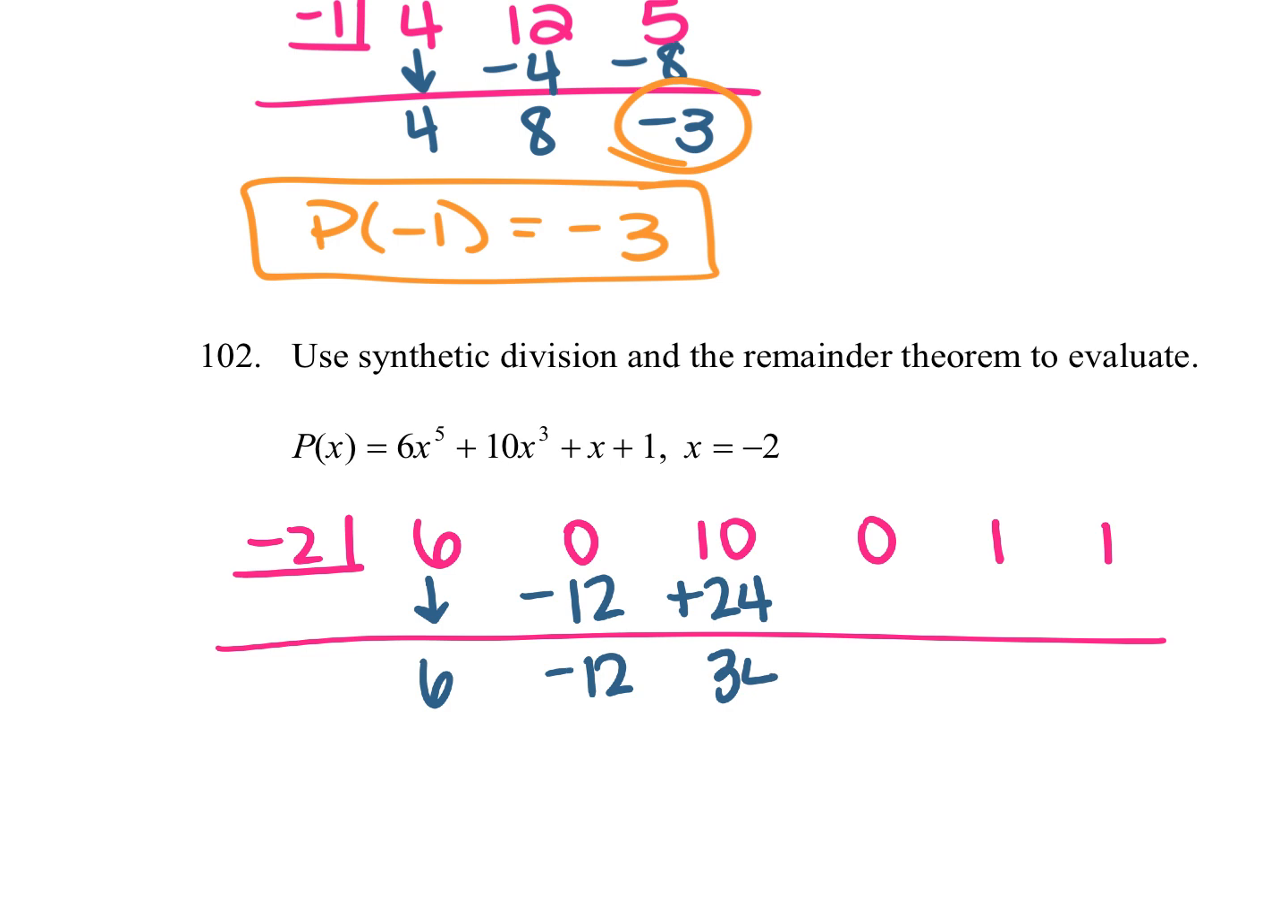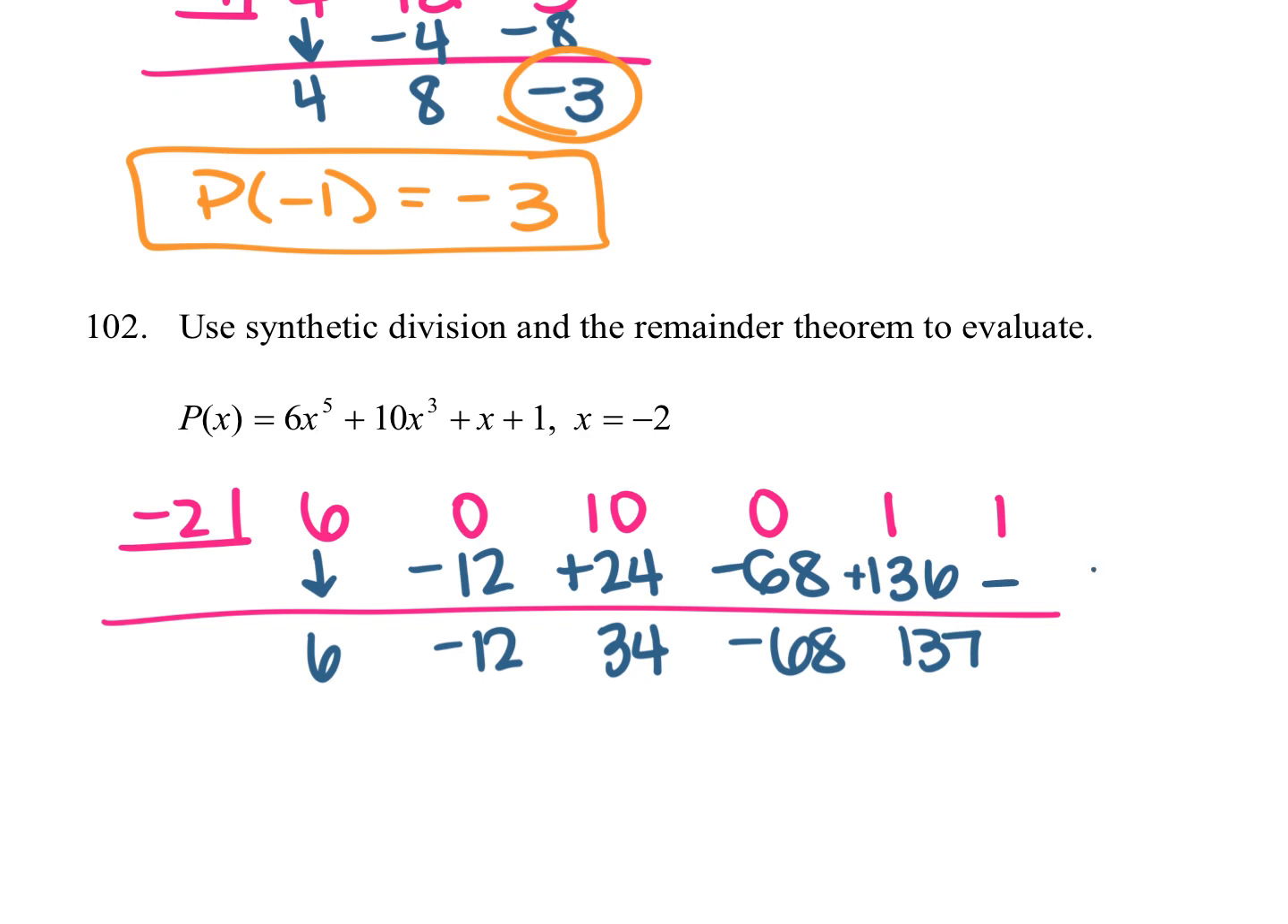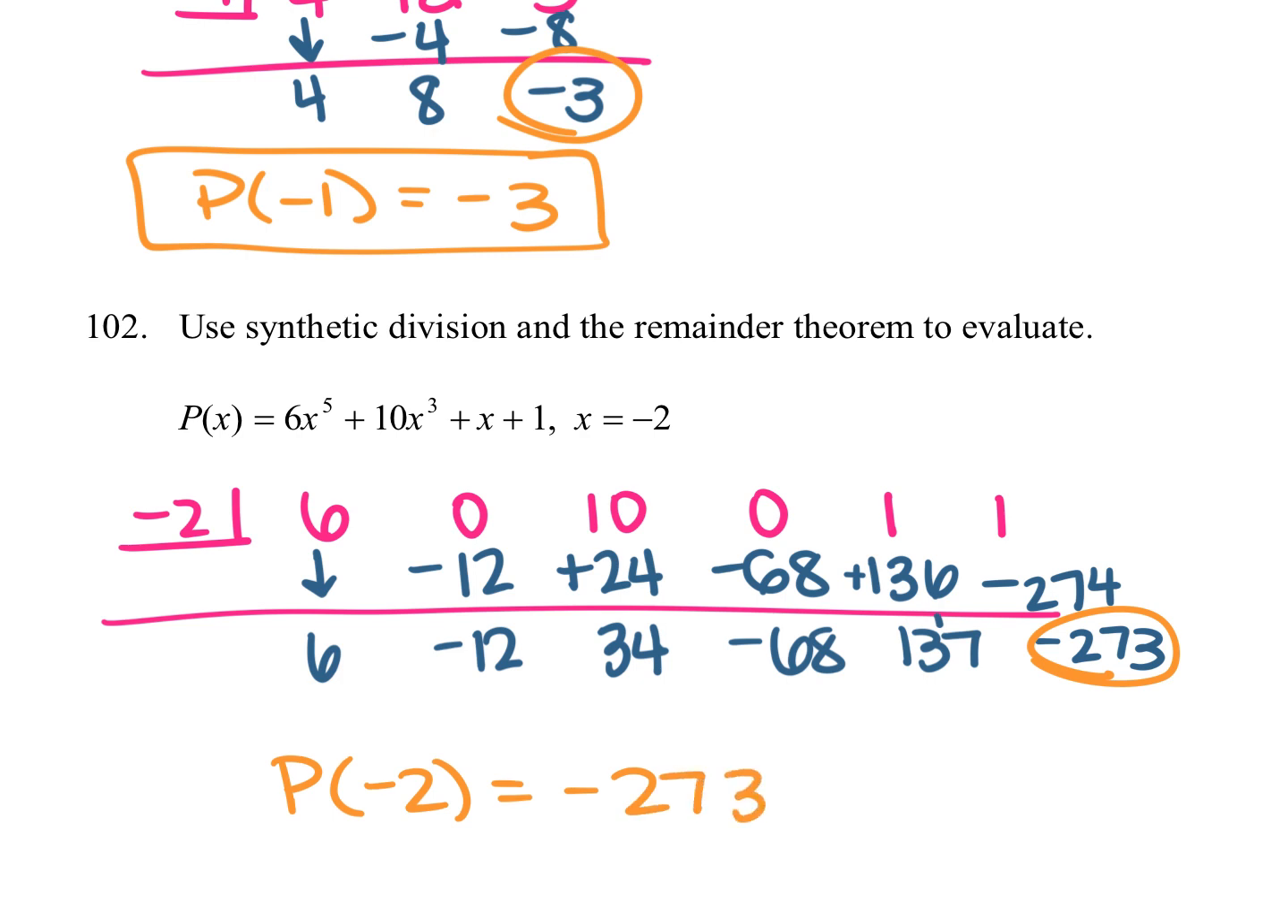Plus 10 is 34. Times negative 2 is negative 68. Minus 0 is negative 68. Times negative 2 is a positive 136, plus 1 is 137, times negative 2 is negative 274, so that is negative 273. Again, your remainder is the answer here, so P of negative 2 is negative 273.